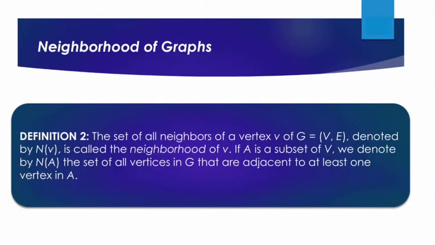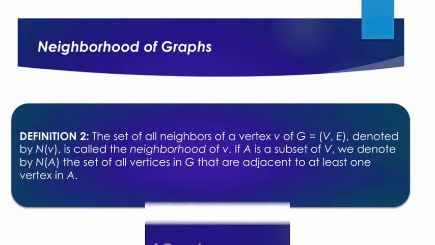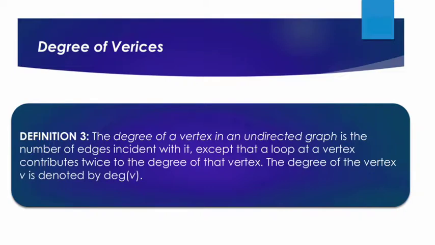To keep track of how many edges are incident to a vertex, we make the following definition. The degree of a vertex in an undirected graph is the number of edges incident with it, except that a loop at a vertex contributes twice to the degree of that vertex. The degree of vertex V is denoted by deg(V).